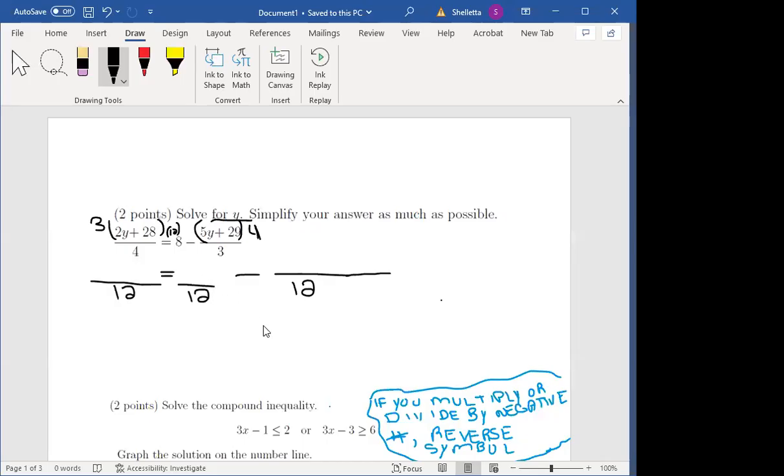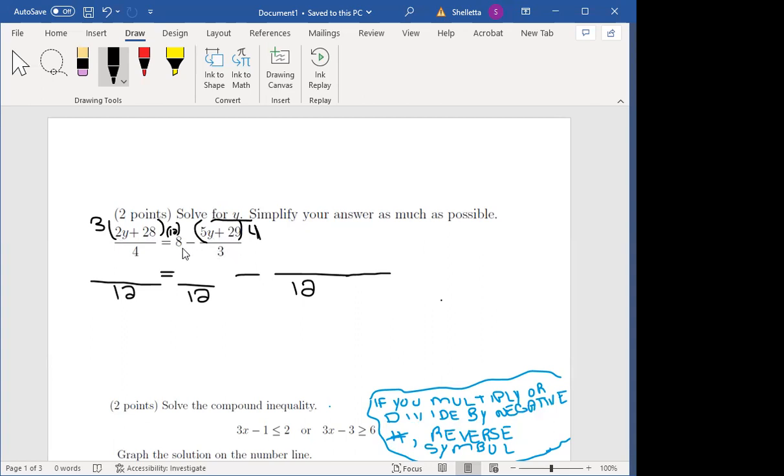All right, guys, this is your review for quiz 3. We're starting with problem number 1. We have (2y + 28)/4 = 8 - (5y + 29)/3.